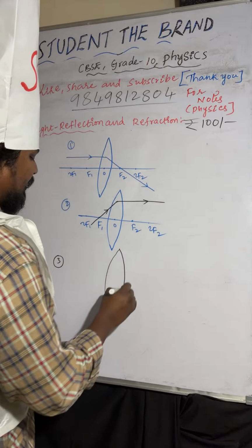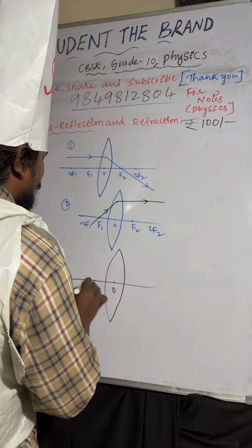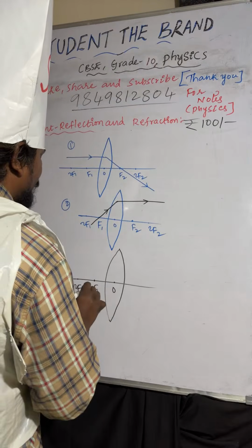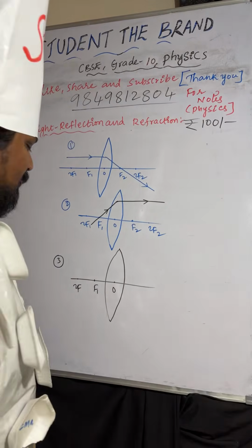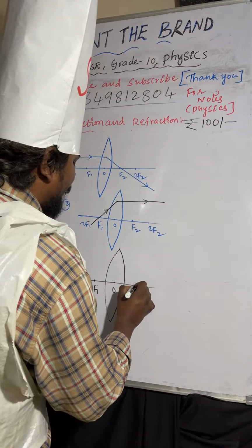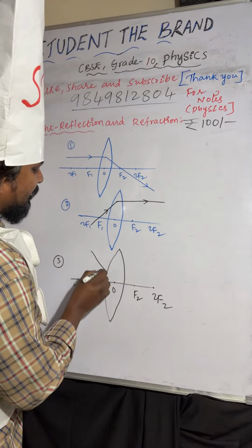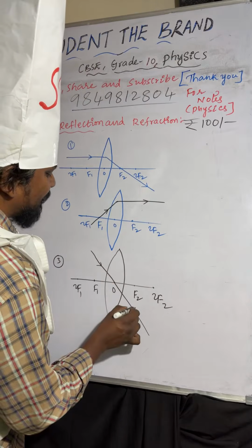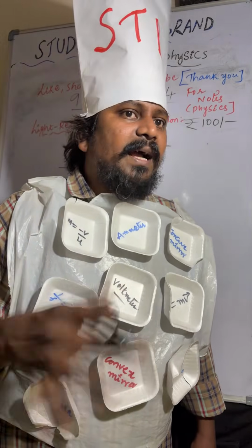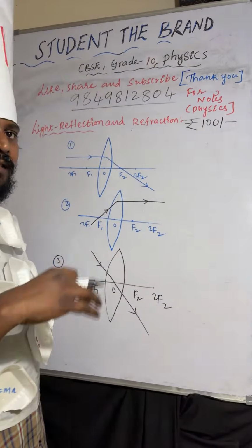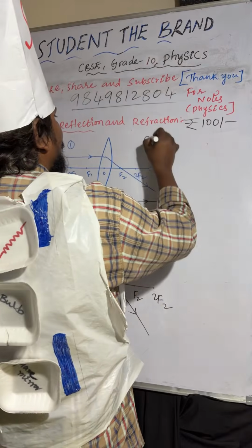Optic center, F1, 2F1, F2, 2F2. So the light ray is passing through optic center. No deviation takes place. It moves like that only. So 1, 2, 3. These are the 3 ray rules. Coming to the next one.